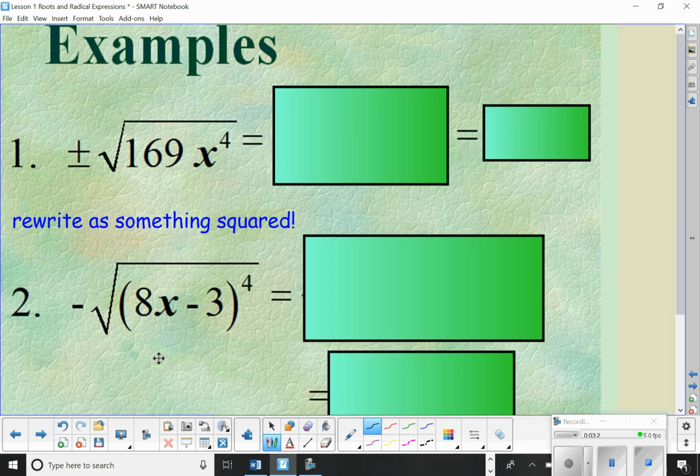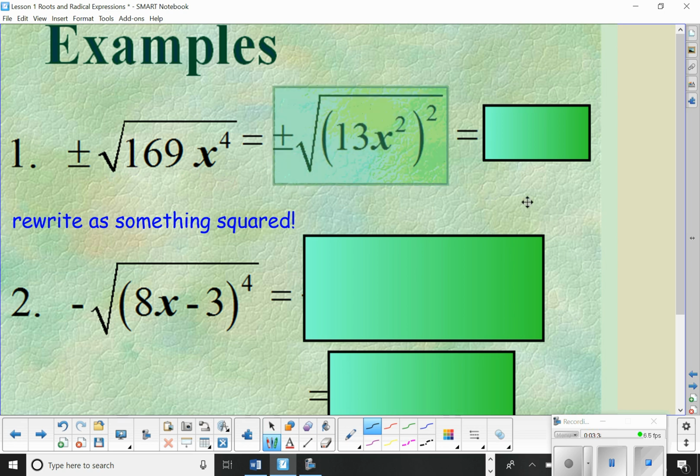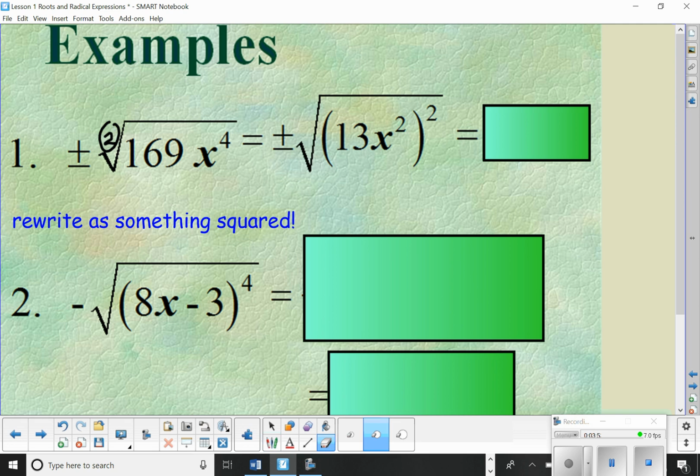Now, this is important because if the radical already exists in a problem you're given, you give the root based on what the radical is asking for. So, plus or minus the square root of 169x to the fourth. All right? Notice there is no index here. It's understood to be 2. Okay? So I want the square root of 169x to the fourth.